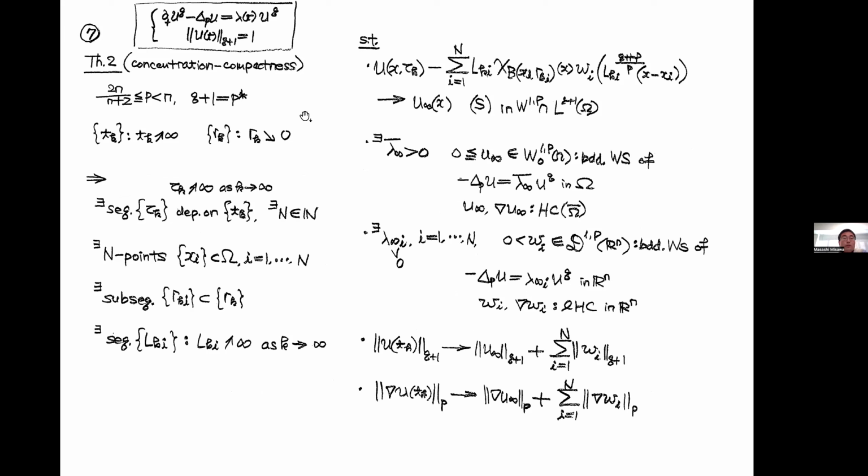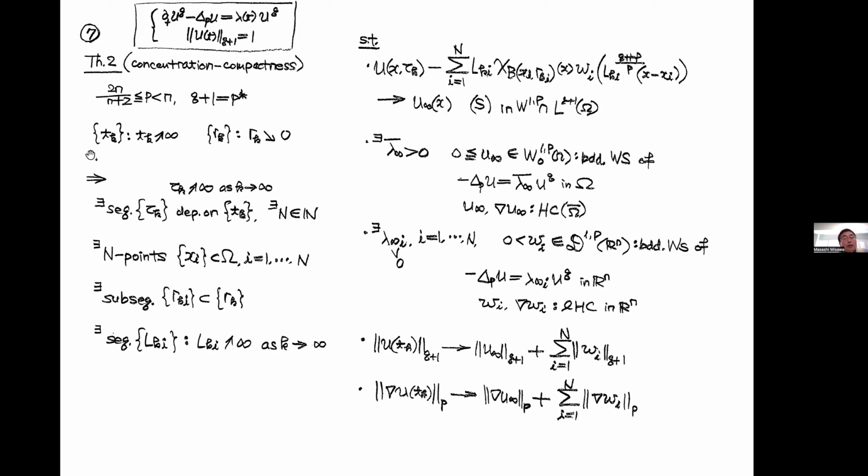The second theorem is about the asymptotic behavior of a solution of the p-Sobolev flow. Now we suppose p is larger than or equal to 2n over n plus 2, where n is the space dimension, and less than n. And we suppose the Sobolev critical case, that q plus 1 is equal to p star.